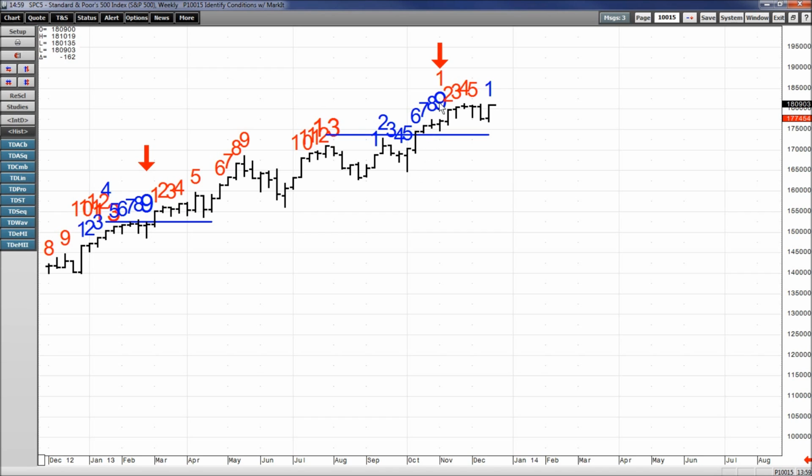The current count is a 9 paired with a 5, which tells us we would have to get a 6, a 7, an 8, a 9, a 10, 11, a 12, and a 13. And these are weeks before we would get a 9 and 13. So the standard sequential count leaves the door open for stocks to rally for several more weeks.